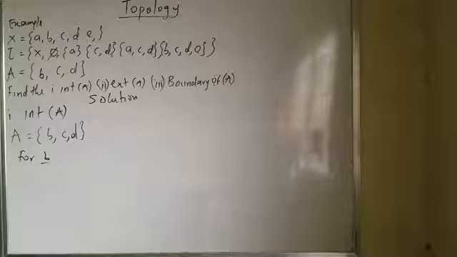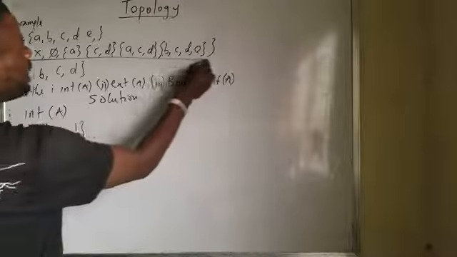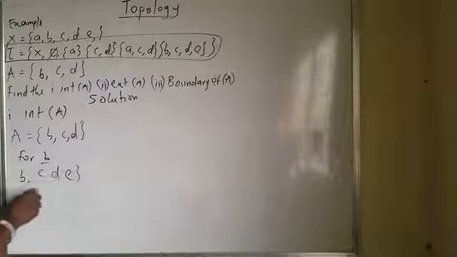Now what can we say about B? Open set containing B. This is the open set I'm talking about. Now among the open sets, which of them contain B? The one that contains B is just B, C, D, E. That is the only one that contains B.